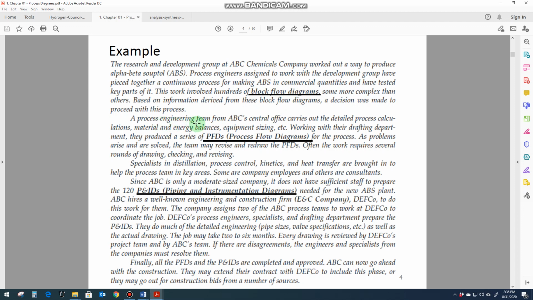A process engineering team from ABC central office carries out the detailed process calculations, material balance, energy balance, equipment sizing, etc. Working with their drafting department, they produce a series of PFDs, process flow diagrams, for the process. As problems arise and are solved, the team may revise and redraw the process flow diagrams. Often the work requires several rounds of drawing, checking, and revising.